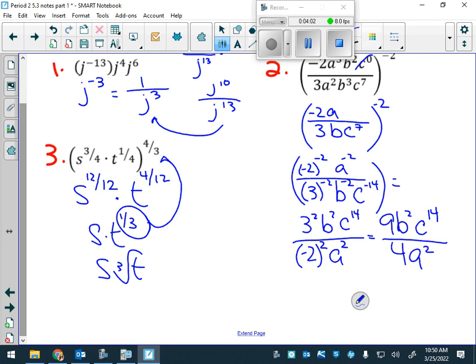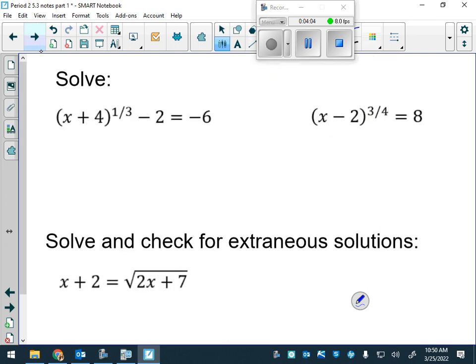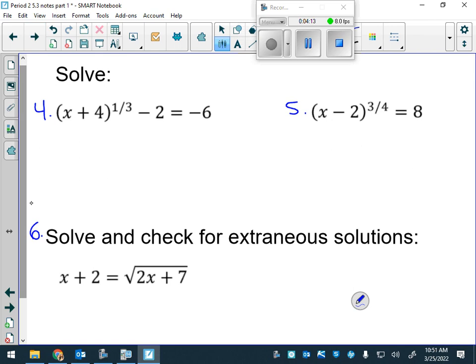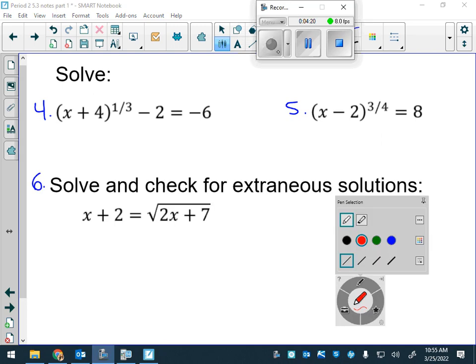We have 3 more in terms of solving. 4 and 5, you're just solving. Then number 6, and I'll move this up so you can see it. Number 6, you're solving, but then checking for extraneous solutions. All right, let's go through this. Number 4, Mustafa, what do we got for an answer? X equals negative 68. Awesome.